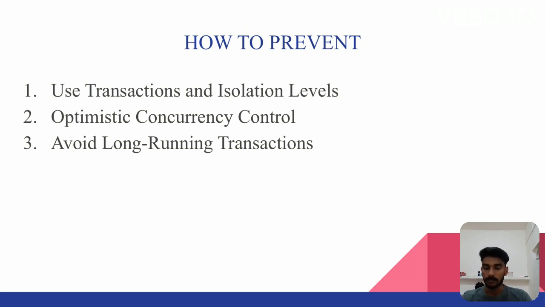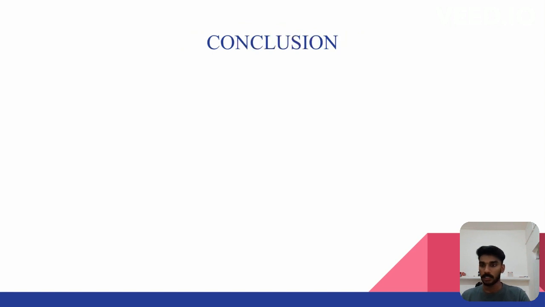Optimistic concurrency. Use optimistic concurrency mechanisms, such as version numbers or timestamps, which read data and check for changes made by another transaction before committing. Avoid long-running transactions. Minimize the time transactions hold locks to reduce the likelihood of conflicts, and break down complex transactions into smaller, more manageable units.